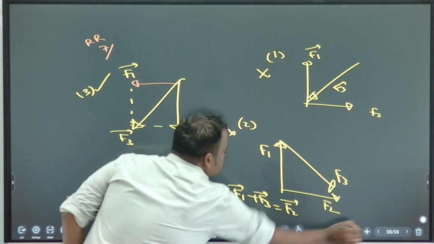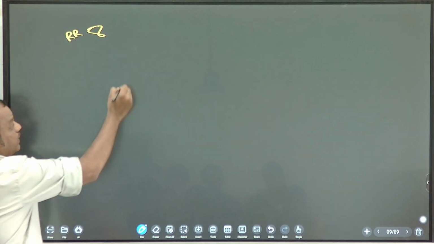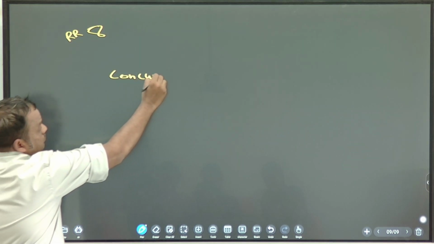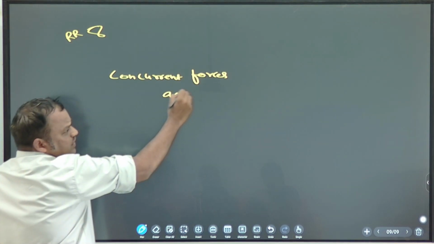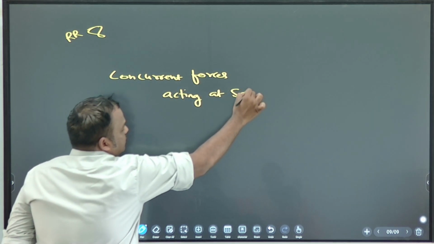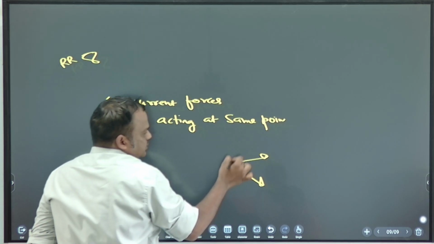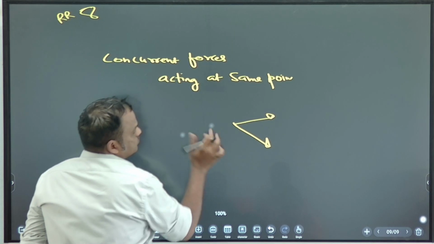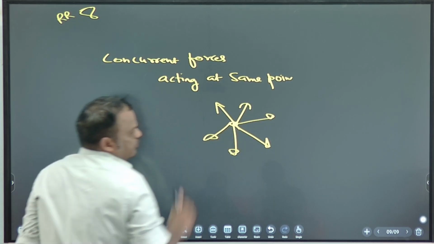Now eighth. Which of the following sets of forces are concurrent? What is concurrent? Concurrent forces means acting at the same point. Acting at same point like this. These are concurrent forces. They are acting at same point.